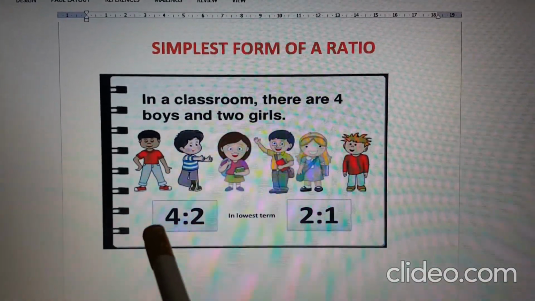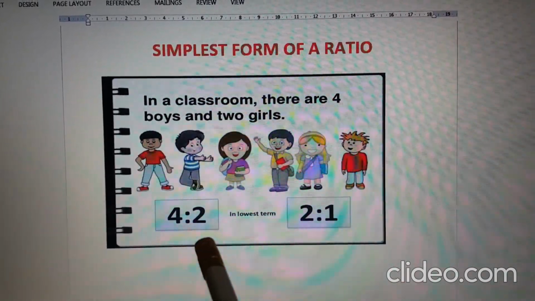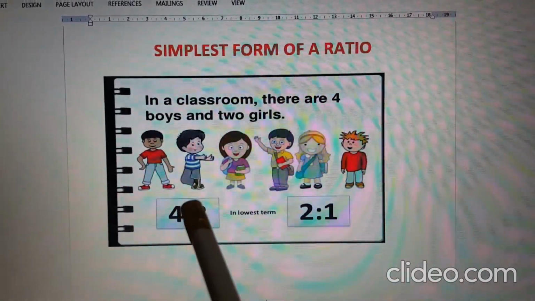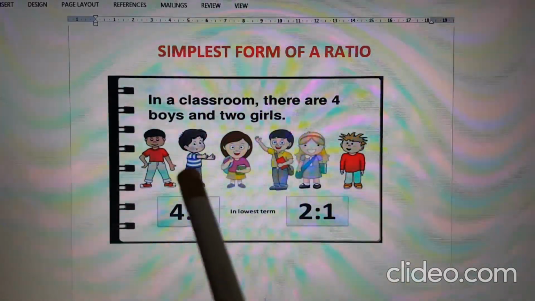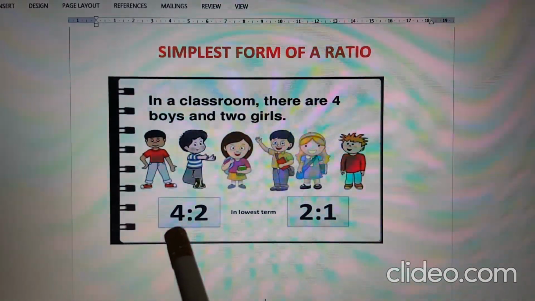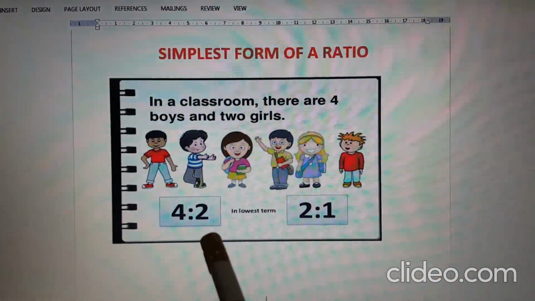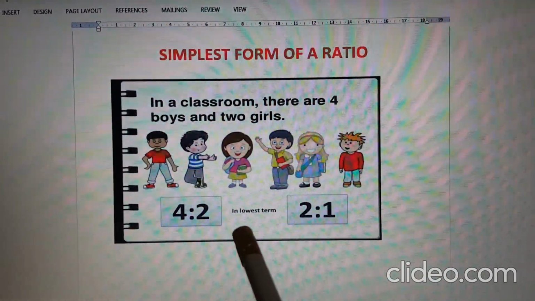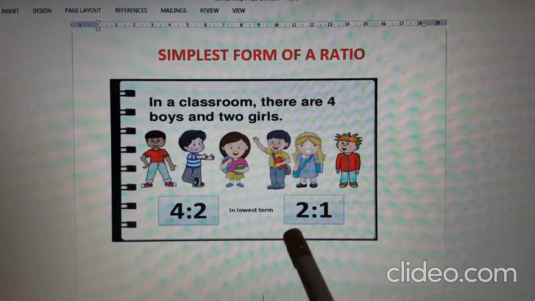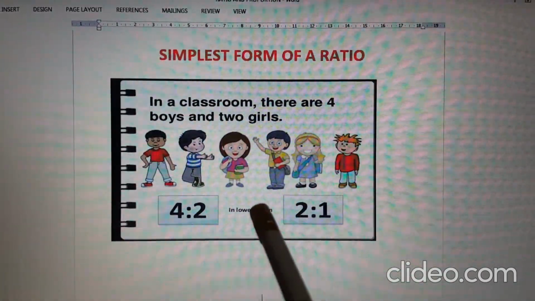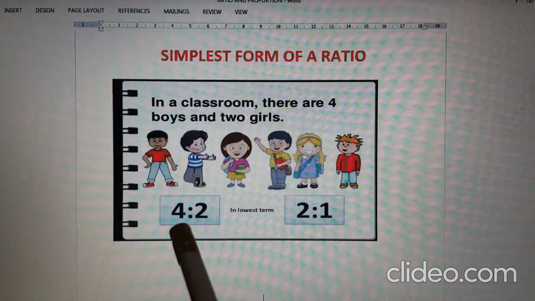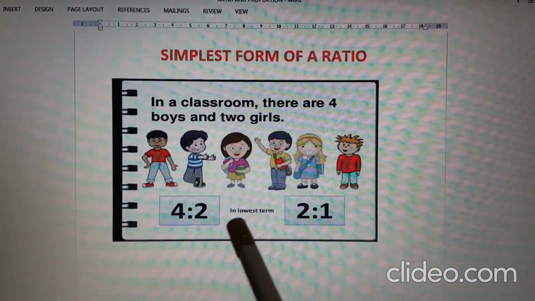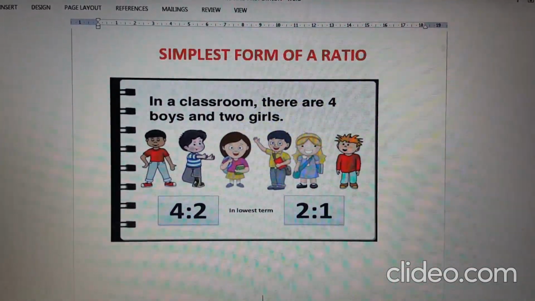A ratio can be written in its simplest form. For example, in a classroom there are 4 boys and 2 girls. 4 boys and 2 girls can be written as 4:2. But if we write it in its lowest terms, we can write it as 2:1. The ratio is 2:1. It has been reduced. 4:2 has been reduced to 2:1.